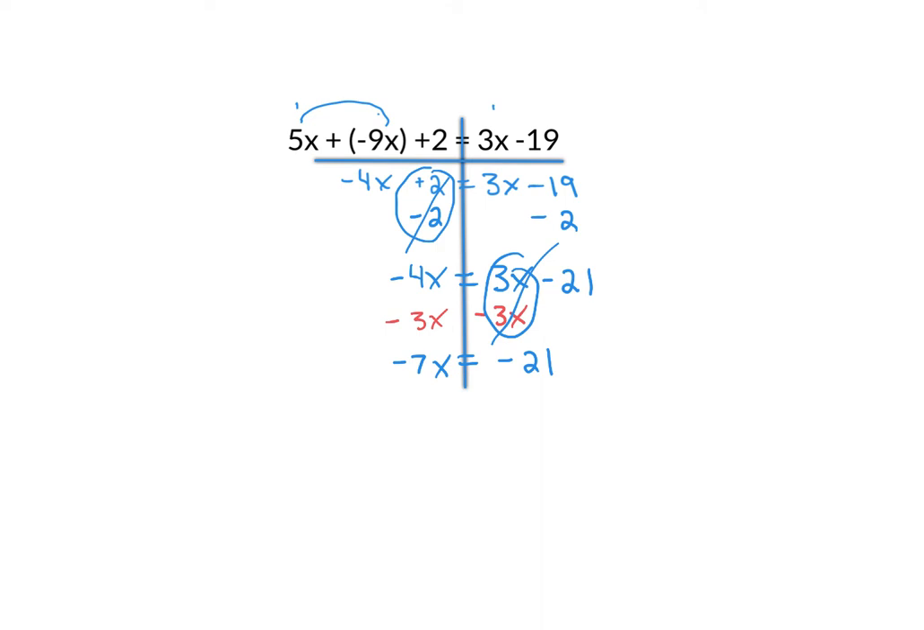So since this is multiplication, I need to do my inverse operation, which is divide. So I'm going to divide by the coefficient, which is negative 7. Divide both sides by that coefficient, negative 7. Negative 7 divided by negative 7 is 1. So you're left with 1x. Negative 21 divided by negative 7 is a positive 3. And you're done.